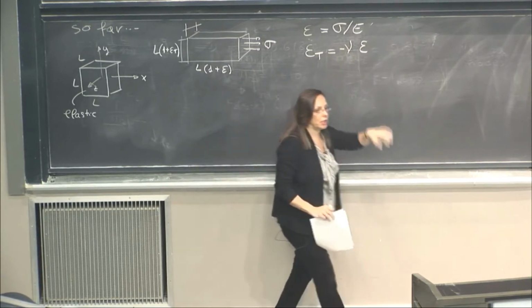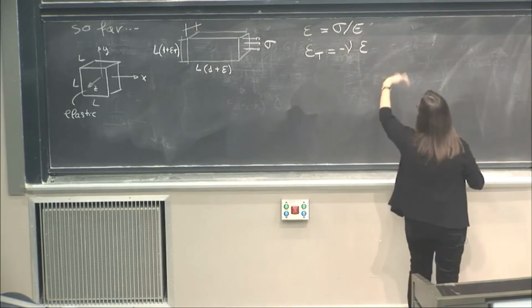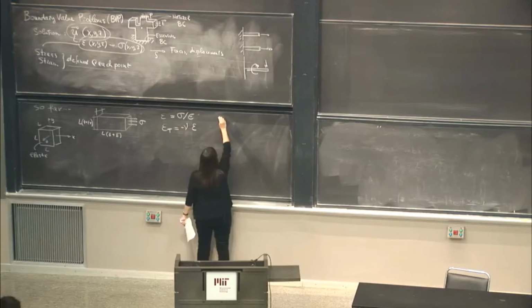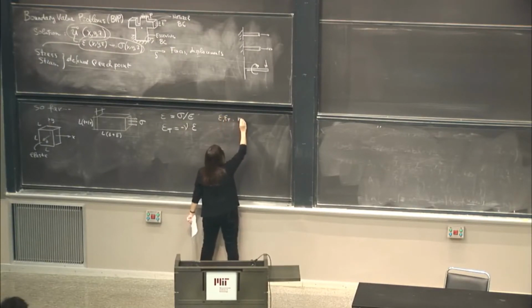So we learned all this. And all these things have to do with epsilon and epsilon transverse, which are what we call normal strain.